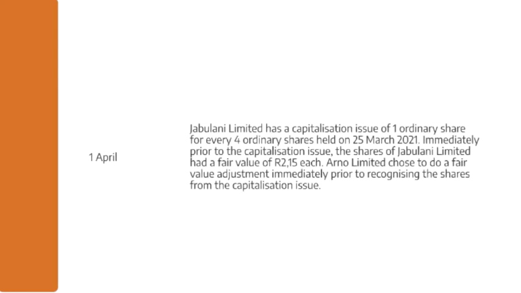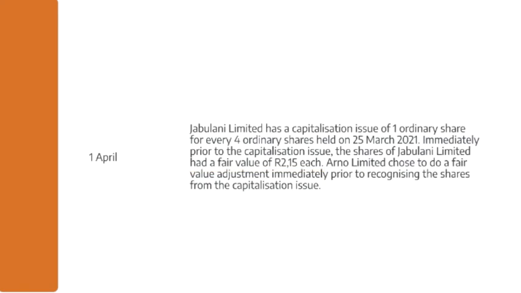So what happened on the 1st of April? Well, if we go back to the given information, they say Jabulani Limited had a capitalization issue of 1 ordinary share for every 4 ordinary shares held on 25 March 2021. Immediately prior to the capitalization issue, the shares of Jabulani Limited had a fair value of R2.15 each. Arnu Limited chose to do a fair value adjustment immediately prior to recognizing the shares from the capitalization issue.